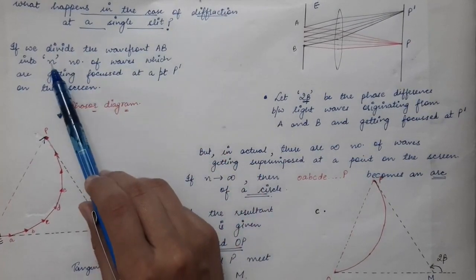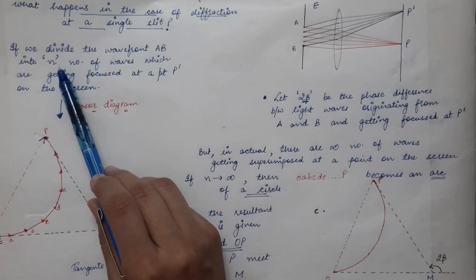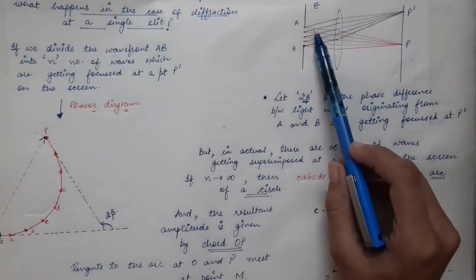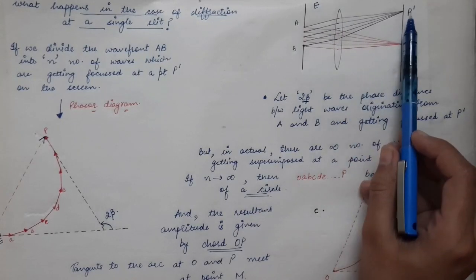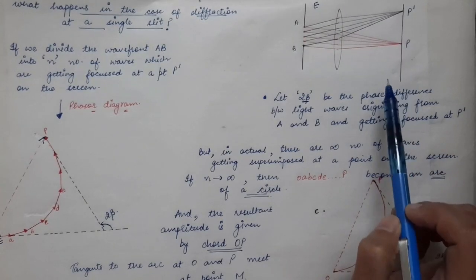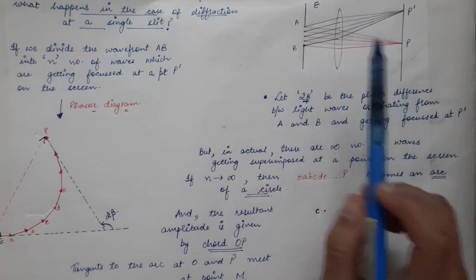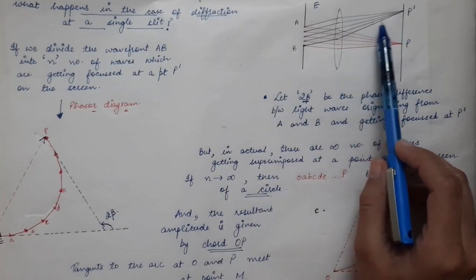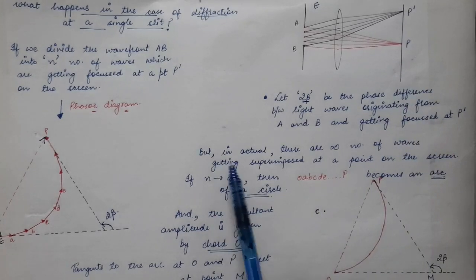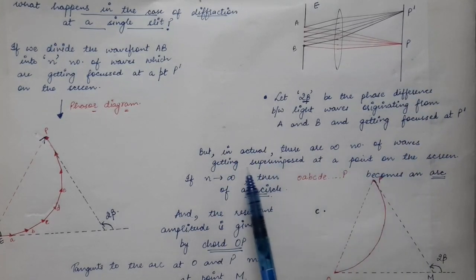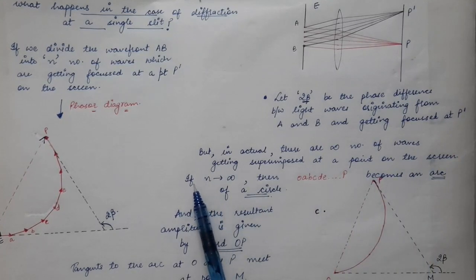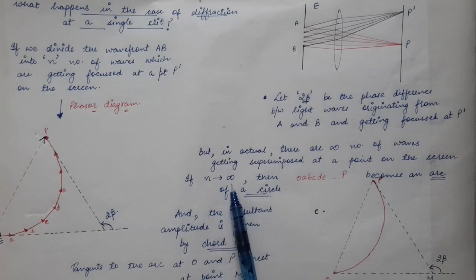So now we are going to use the condition that n tends to infinity for the case of diffraction at a single slit, because there are an infinite number of waves that will reach point P prime, and this is true for all other points on the screen. In actuality, there are an infinite number of waves getting superimposed at a point on the screen. Therefore we have to use this limit that n approaches infinity.